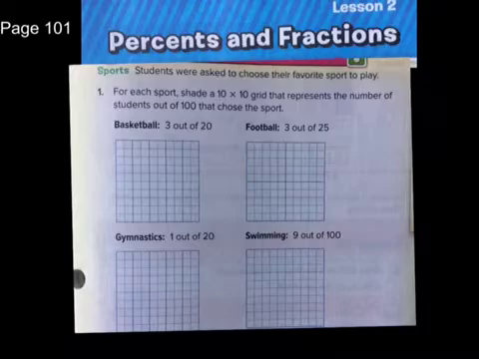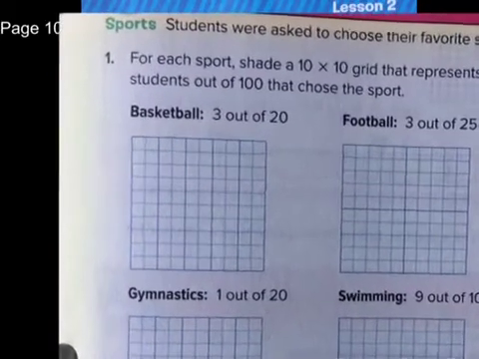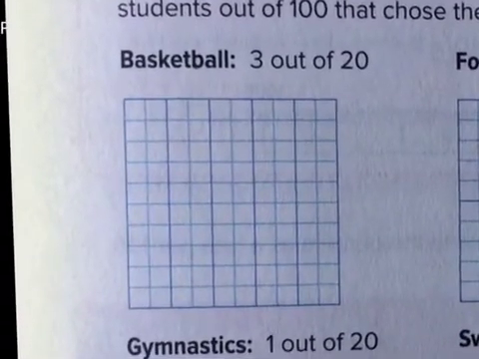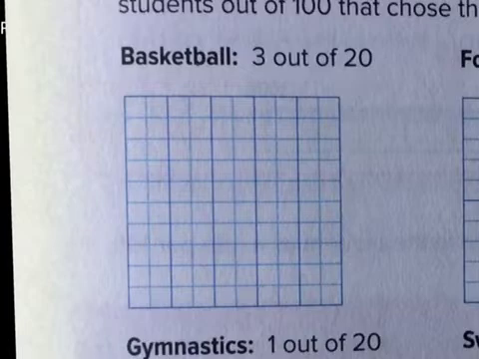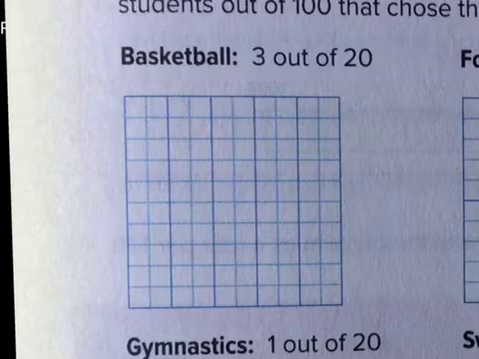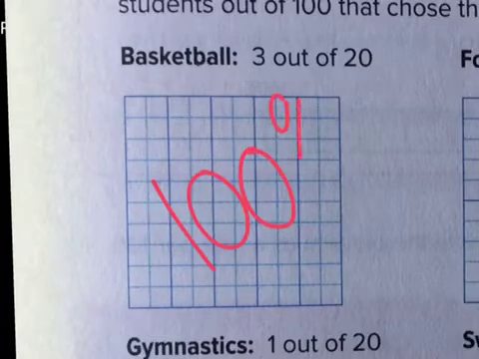Okay, for the first exercise on page 101, we're going to shade these 10 by 10 grids, okay? Now these 10 by 10 grids represent 100, right? Because when you have 10 by 10, you multiply 10 rows by 10 columns, it's going to equal 100. And we can say that's 100%, okay, of all of it.